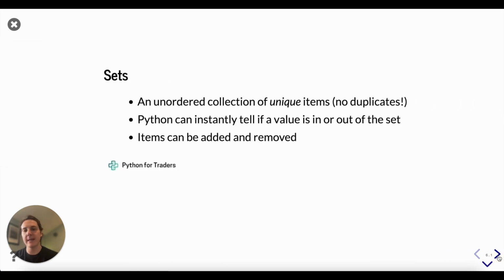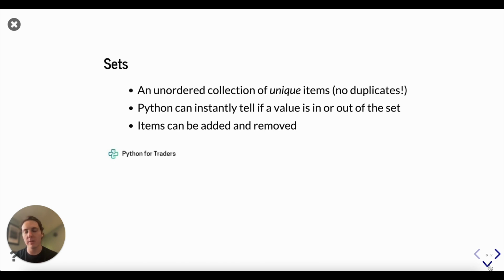The second one is a set. And a set, unlike a list, is an unordered collection of unique items. So a set can never have a duplicate item. Python will instantly be able to tell you if a value is inside or out of the set. So it takes no time at all to do that. And just like before, items can be added or removed from a set dynamically.